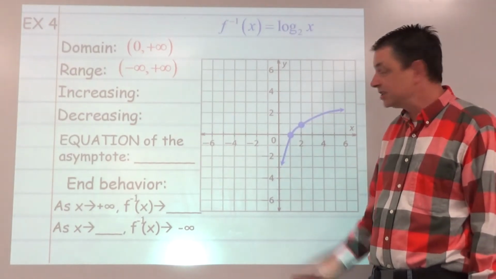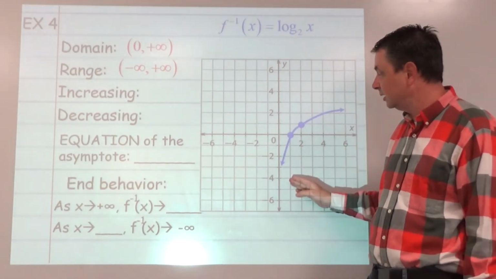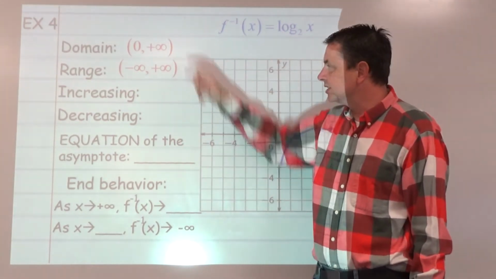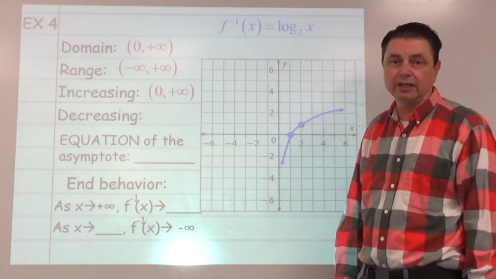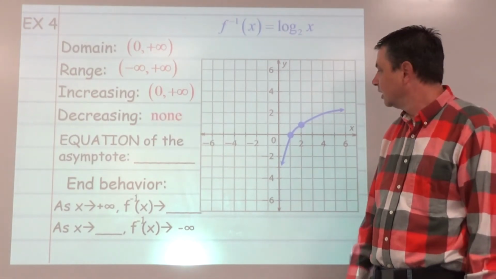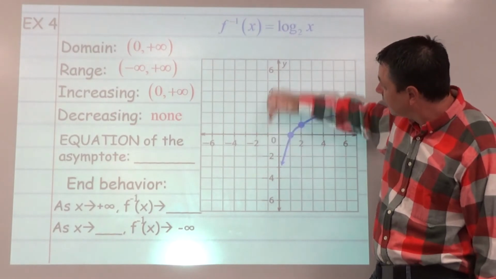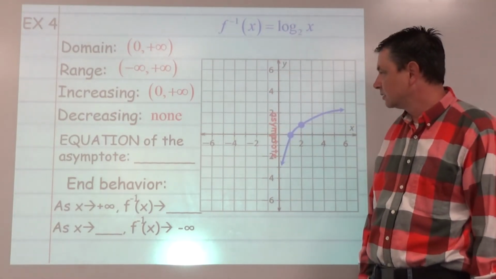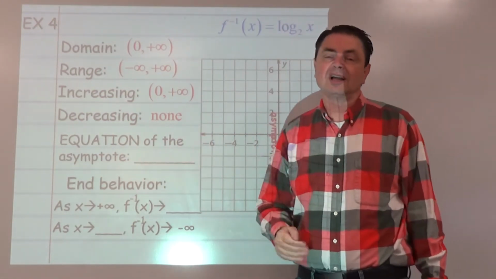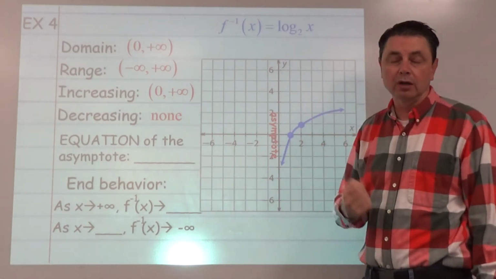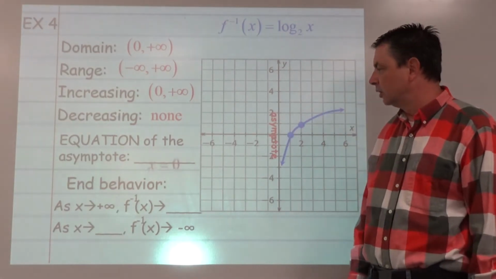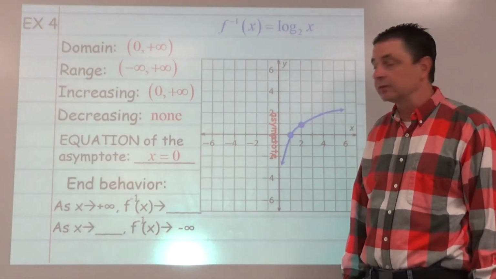Where is it increasing? Well, it's increasing on the whole domain, but that's the domain. There's nothing over here, so it's increasing from 0 to infinity. Or is it decreasing? Well, it's never going down, so we don't have that. And once again, what did we get really, really close to? The y-axis. What's the equation of the y-axis, which is a vertical line? All vertical lines are x equals a number equations. It passes through 0, so x equals 0 is the equation of our asymptote.